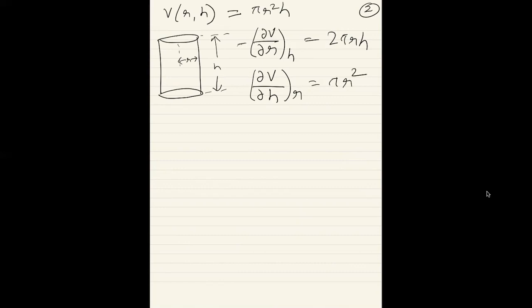So what does this top thing mean? It means keep the height constant and allow the radius to change by a very small amount. How much would the volume change by? For that much, divided by that much change in the radius, it will be 2 pi R H, and similarly for partial V by partial H. So now we can write down the total differential of V, that will be dV is equal to partial V by partial R H.